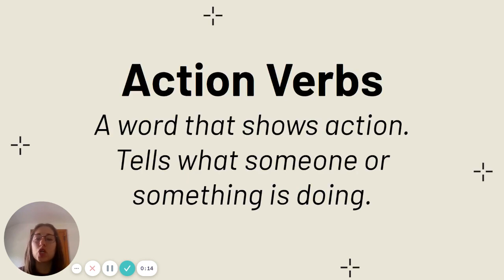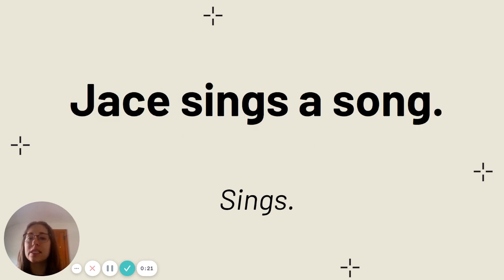An action verb is a word that shows action, so it tells what someone or something is doing. We have our sentence here, Jace sings a song. First, let's think, who is this sentence about? Okay, we know it's about Jace. That is the subject of our sentence. What does Jace do? She sings. So our action verb here is sings because it is telling what Jace is doing.